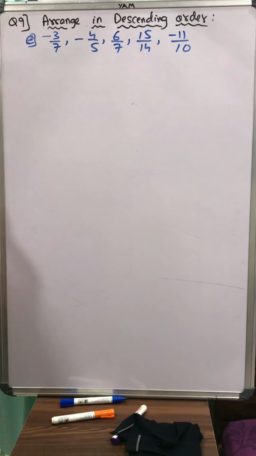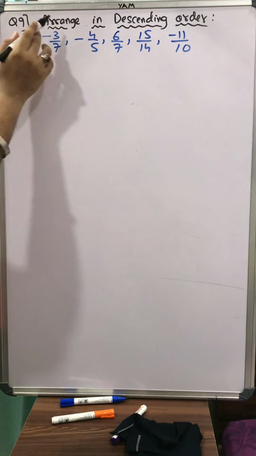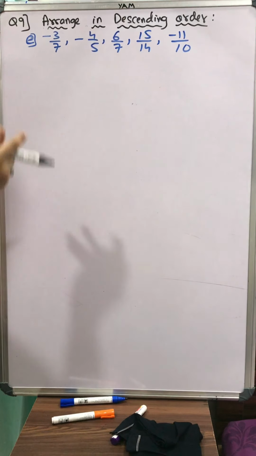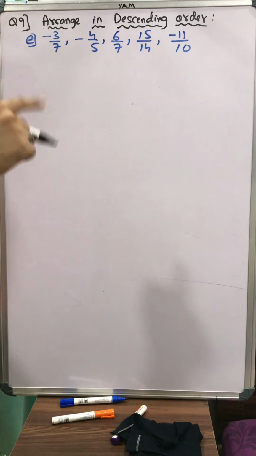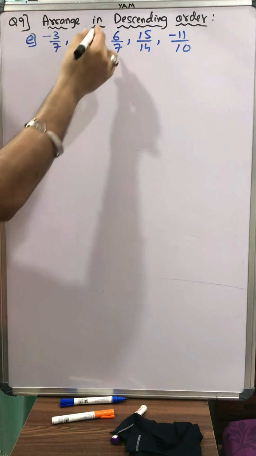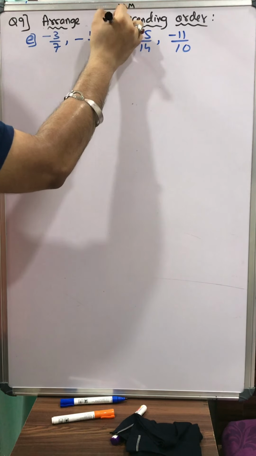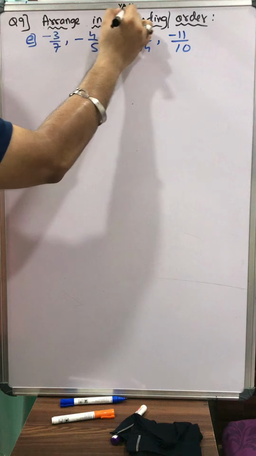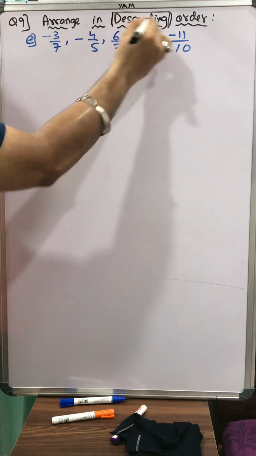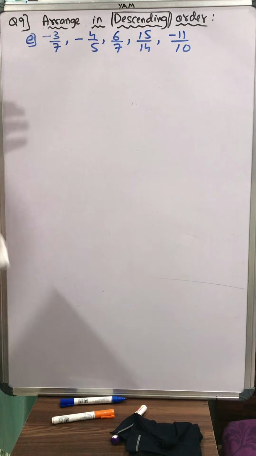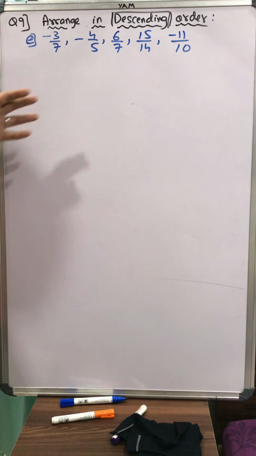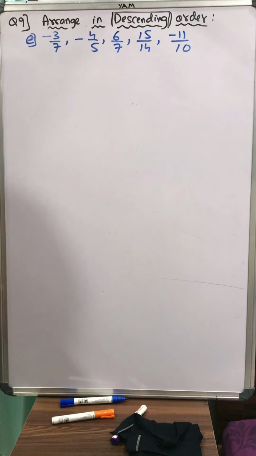In this lecture, we'll be dealing with question number 9, arrange in descending order. In the previous video, we did ascending order. Now we'll be doing descending order. Now students, tell me, what do you mean by descending order? Descending order means arranging from largest to smallest. In Hindi I can say बड़े से छोटा.